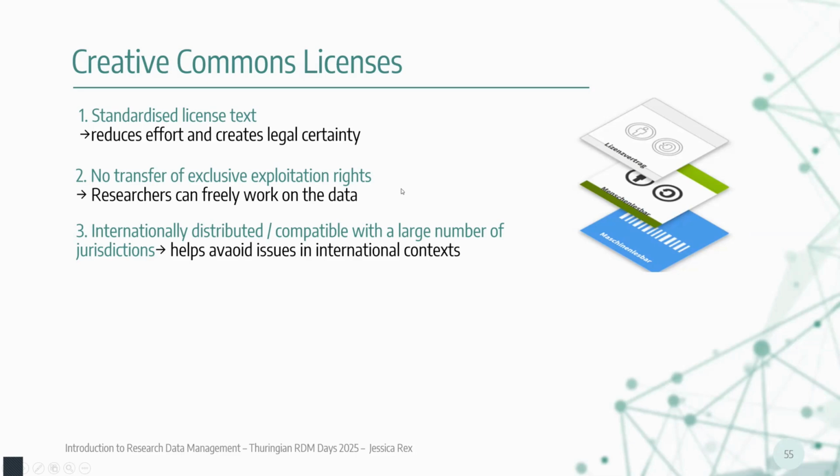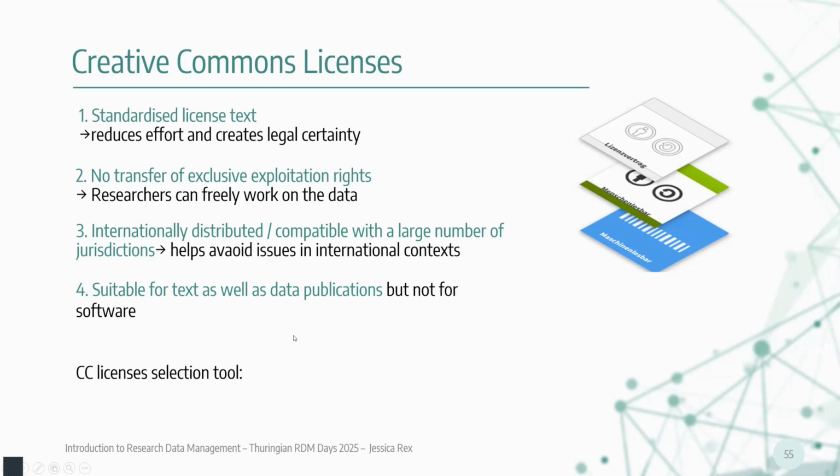They are internationally distributed and recognized and compatible with a large number of jurisdictions around the world. So it helps avoid issues in an international context, which, let's be real, the academic context is a very international context. And they are suitable for the licensing of text as well as data publications. But this is a bit of a caveat: they're not suitable for licensing software, code, or anything of that nature. There is also a selection tool if you need help with selecting a CC license, and I've put the link on the slide for you.